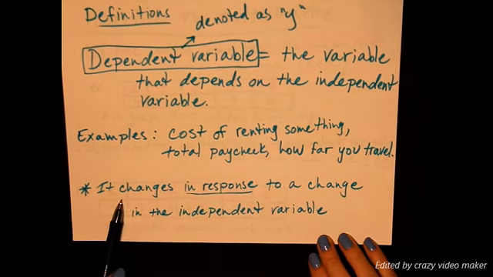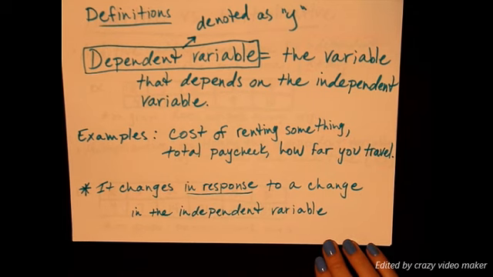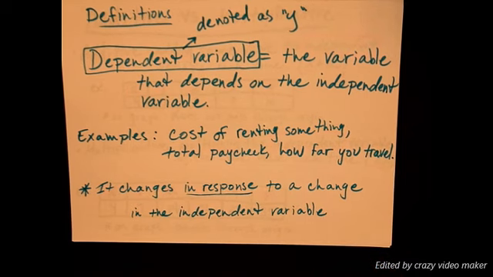So your dependent variable changes in response to a change in the independent variable. So if the independent variable changes, that means that your dependent variable is going to change because it depends on the independent variable.